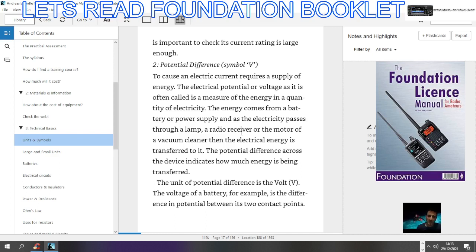The potential difference across the device indicates how much energy is being transferred. The unit of potential difference is the volt, V in brackets. The voltage of a battery, for example, is the difference in the potential between its two contact points.